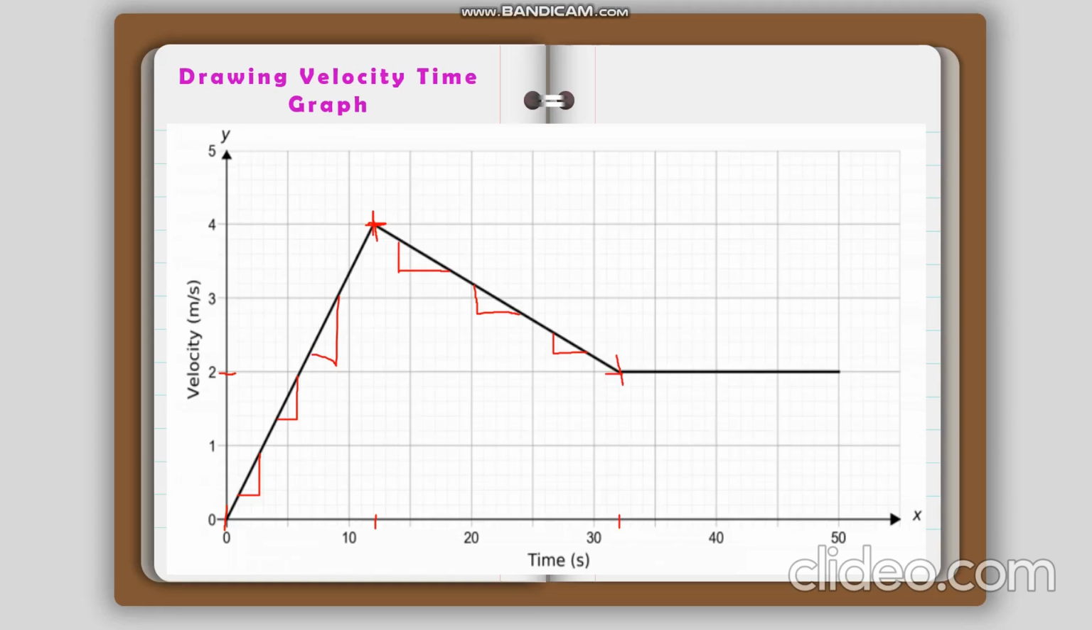Now we look into the last segment of the journey, that is the last 18 seconds. From the question, we were told that during the last 18 seconds, the object was moving with a constant velocity. This means that the velocity of the ball was not changing per unit time. So it moved with the constant velocity for the 18 seconds till it reached the 50-second mark. I hope the graph that you drew looks something like this.